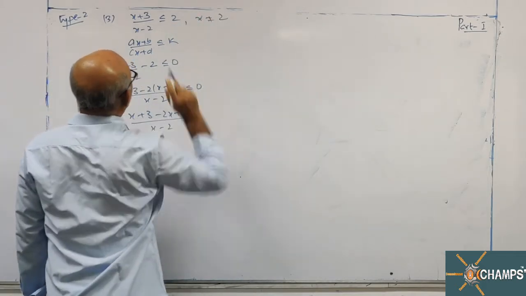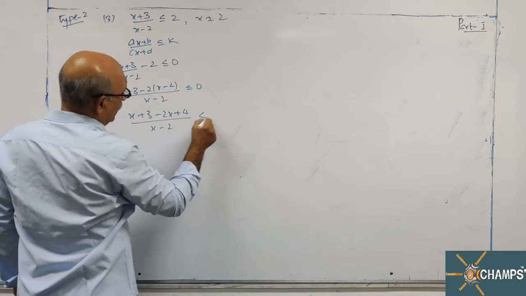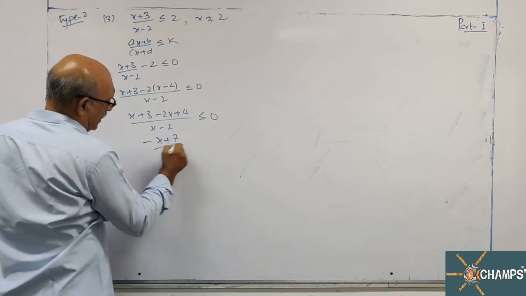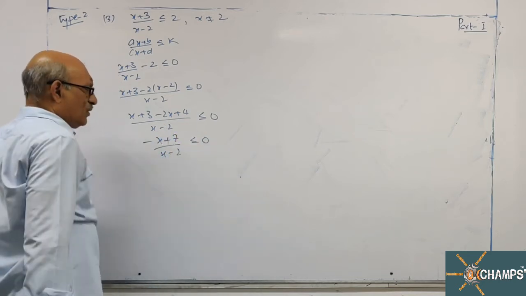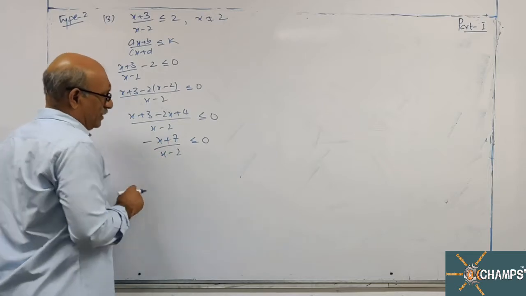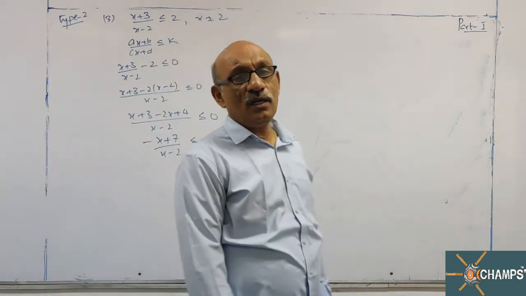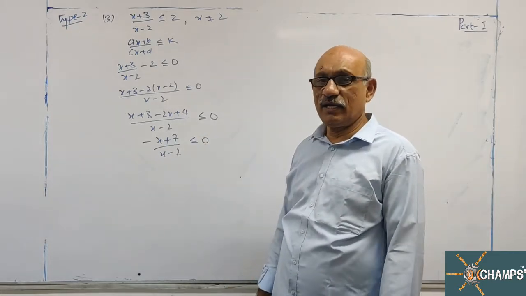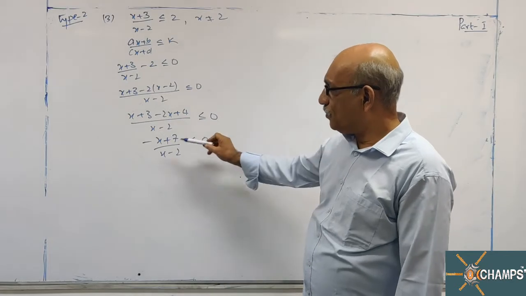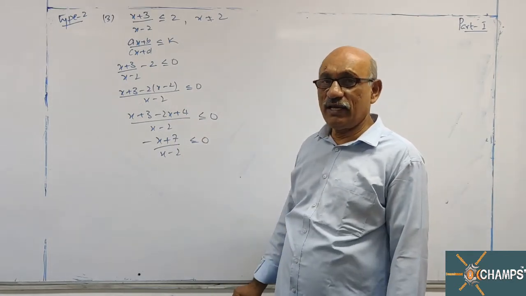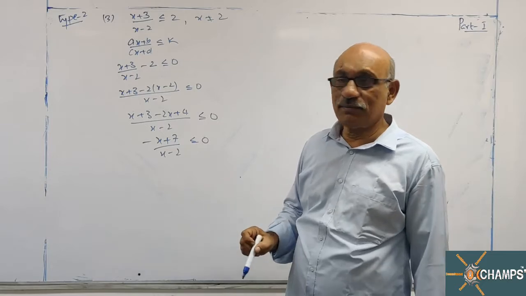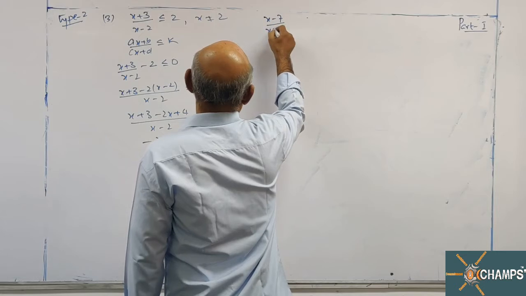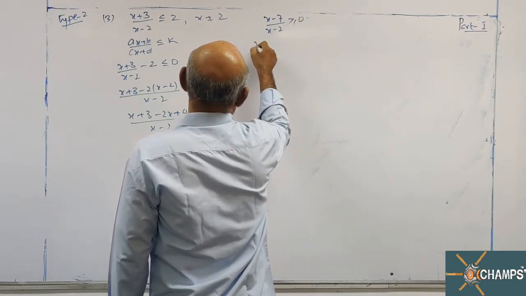x is not equal to 2. So minus x plus 7 by x minus 2 less than or equal to 0. Multiplying with a minus sign because we don't want x coefficient as negative either in the numerator or in the denominator. Again I am repeating this point. We don't want x coefficient as negative in the numerator as well as in the denominator. So this is x minus 7 divided by x minus 2 greater than or equal to 0.